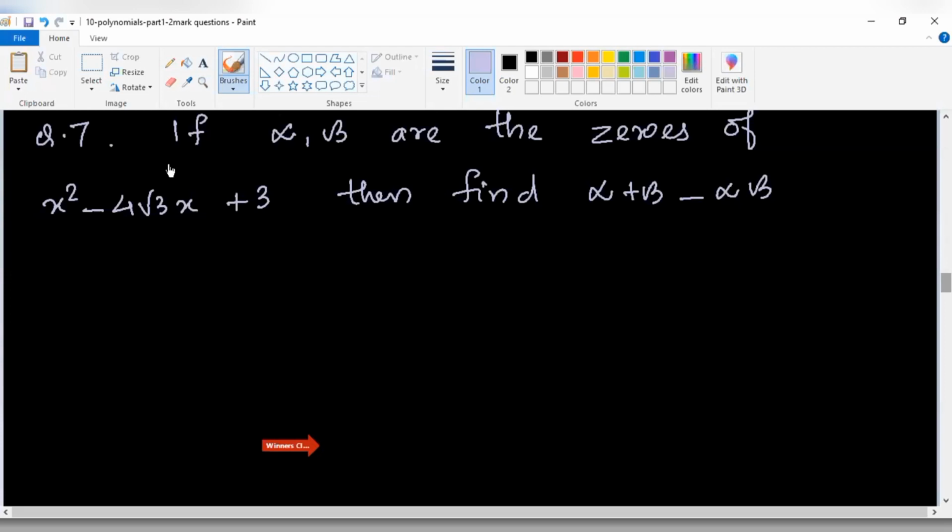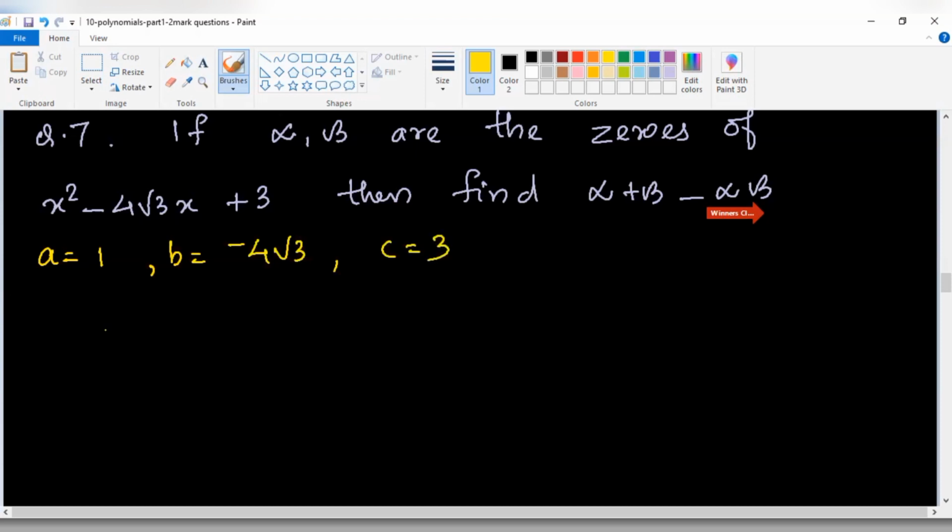This is our seventh question. If alpha, beta are the zeros of this polynomial, then find alpha plus beta minus alpha beta. See here, in place of A we have 1, in place of B we have minus 4 root 3, and in place of C we have 3.